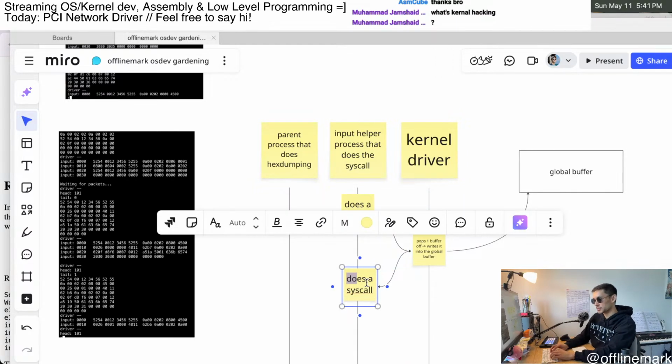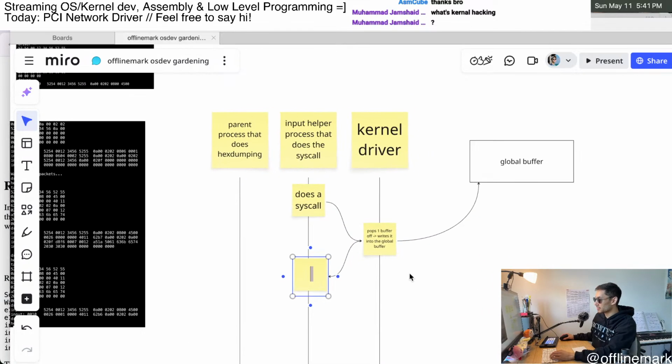So Mohammed, we're just doing kernel hacking here. Means kernel development and kind of tinkering with kernels.